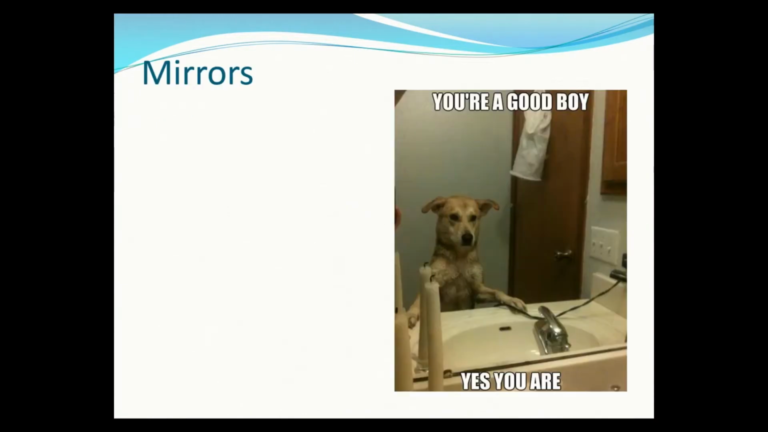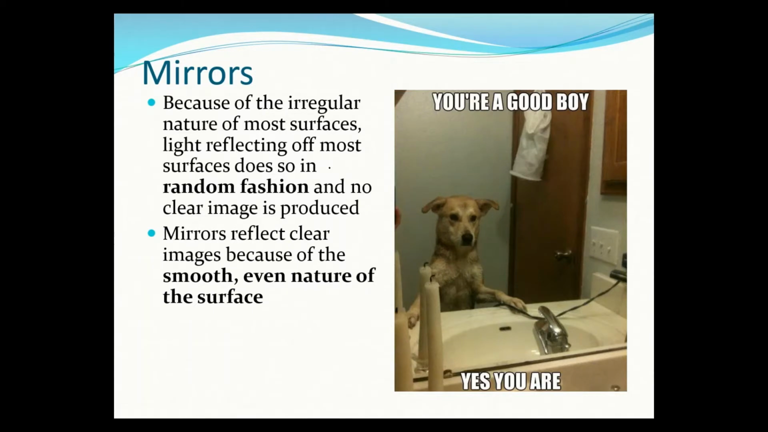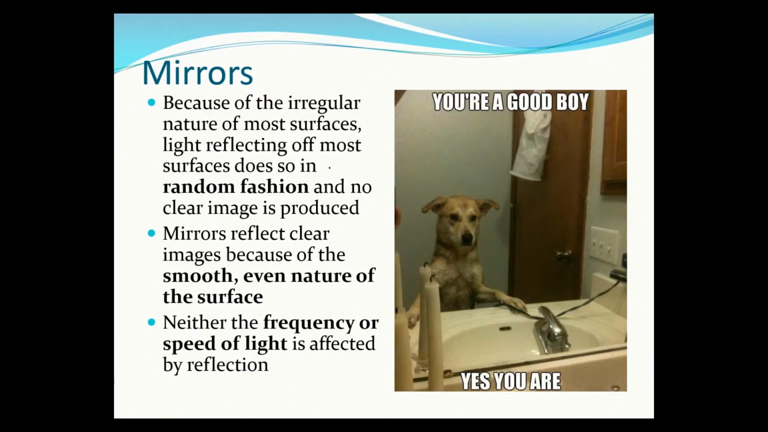Super easy. Okay. So because of the irregular nature of most surfaces, light reflecting off the surfaces does so in a random fashion and doesn't get a clear image. But if you have a mirror, it's smooth and it reflects nice and perfectly, like a pond would do this too, right? It's nice and level, so you can get that light to reflect. So neither frequency or speed of the light is affected by reflection.